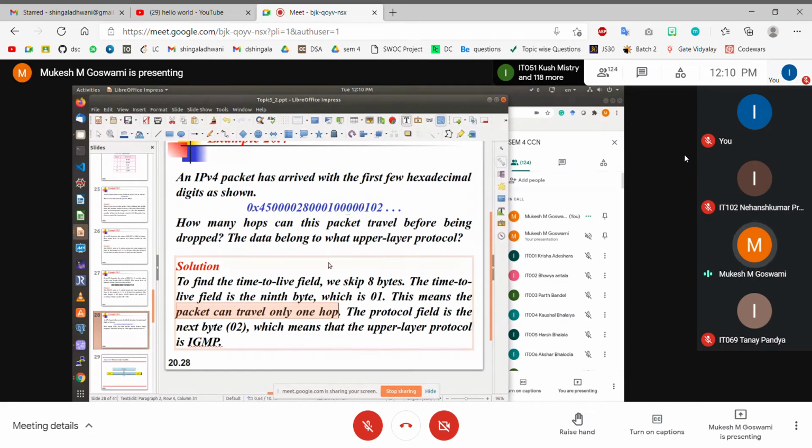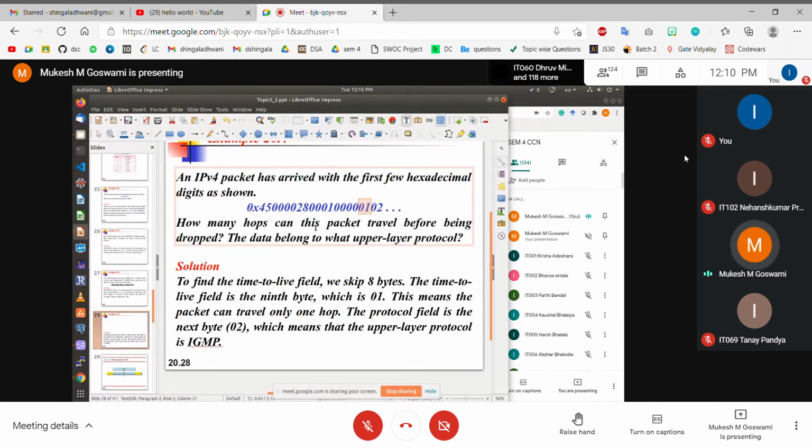After 1 hop, the packet would be discarded. It cannot go to the next hop. So this packet would be discarded after the first hop itself. So this packet can only be used for direct delivery. Direct delivery means between the source and destination. It cannot go through any other intermediate device, because if it goes through an intermediate device, then the number of hops will increase, which is not allowed in this packet. So the packet can only be used for direct delivery from source to destination and cannot be forwarded to any intermediate devices. The number of hops is 1.